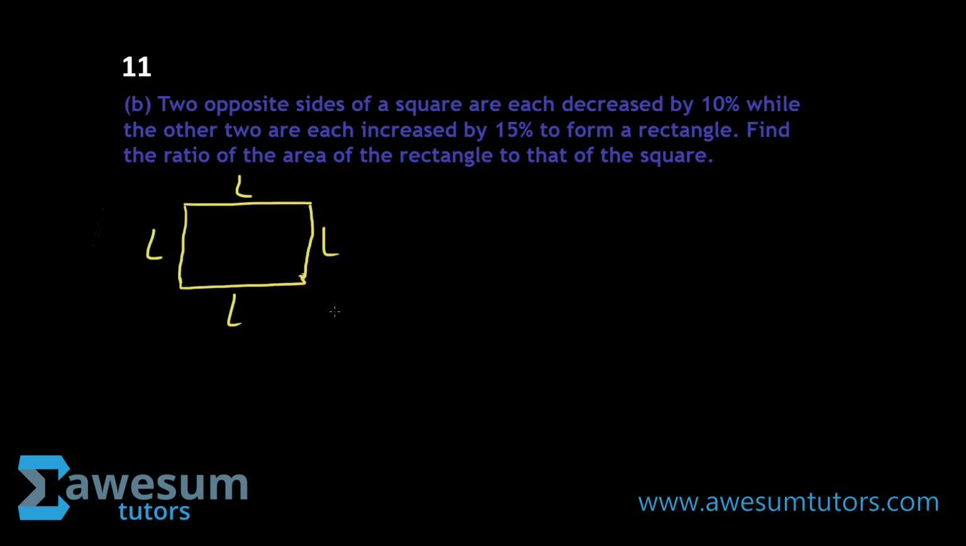So two opposite sides of a square are each decreased by 10%. That means that I would say these two opposite sides are decreased by 10%. Okay, so now this is what we are having right here.